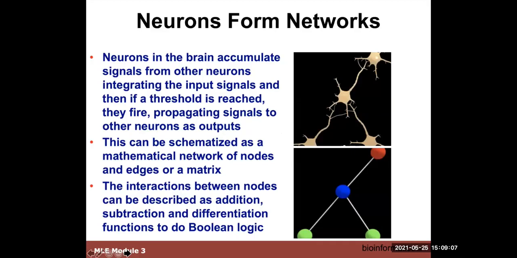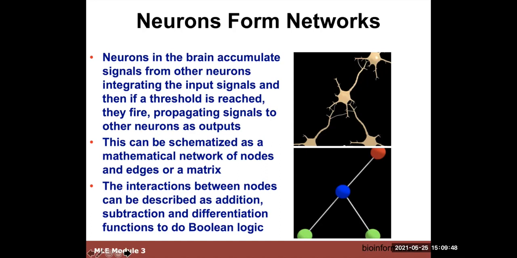This accumulation of signals coming from other neurons to a central neuron essentially involves integration of signals. If those signals reach a threshold, then the neuron will fire and send other signals to related or nearby neurons. That idea of integration, signaling, firing, and sending information out can really be described as a matrix and a set of interaction nodes. The top is a schematic diagram of neurons, and the bottom is a more mathematical node structure of the same thing.